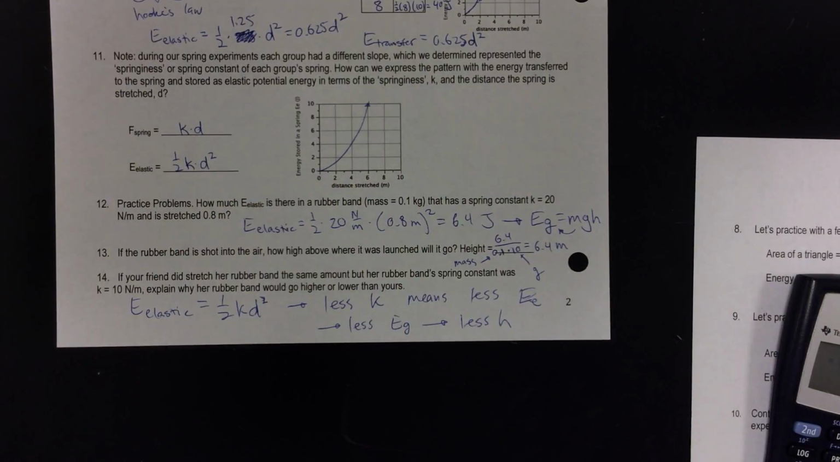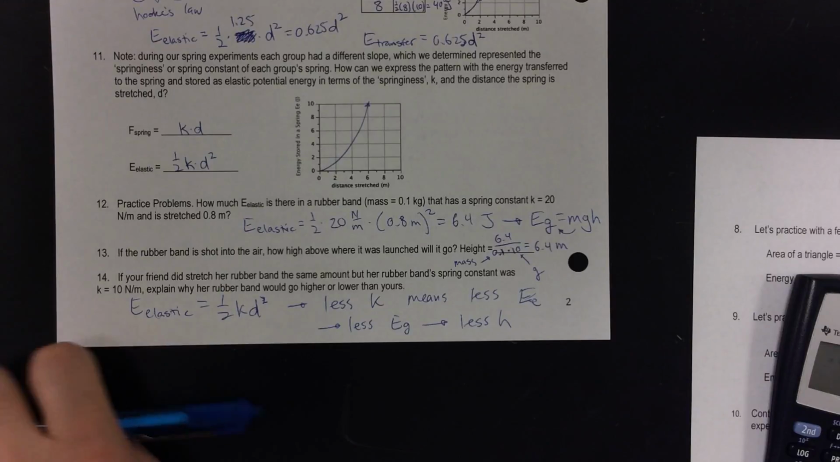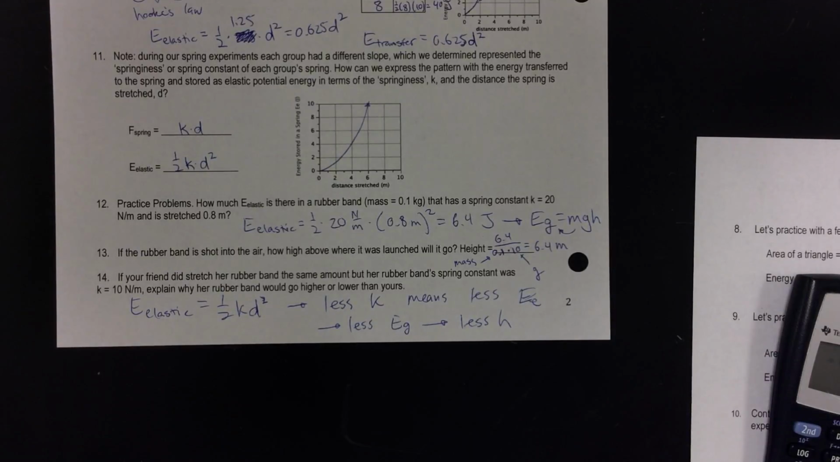Does that make sense? Less K means less E elastic, which means less E gravitational, which means less H. Specifically in this case, because it's half.